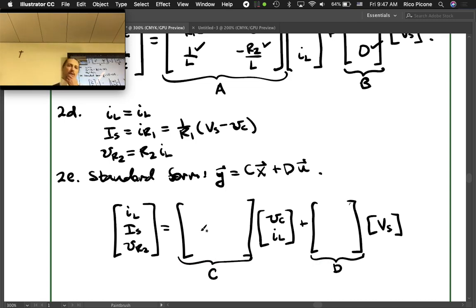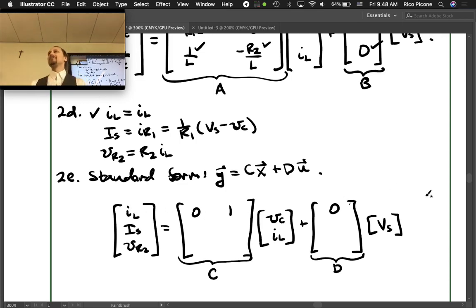And so we have the first expression is IL. So IL is just equal to IL, right? We want to take 0 times VC. We want to take 1 times IL, that's what we want to return, and we don't need any VS. So that was the first equation up here. I'll put the check over here. So this first row now says IL equals IL.